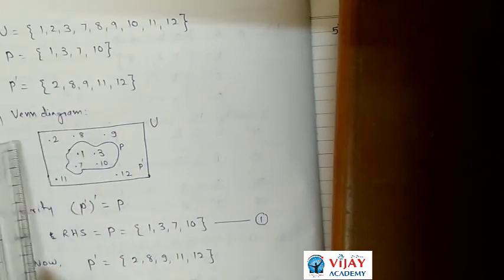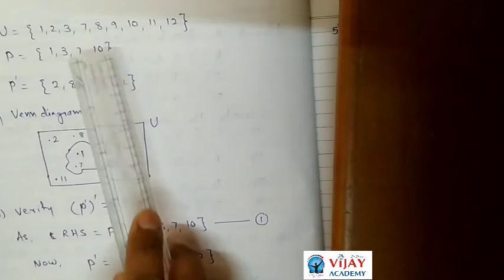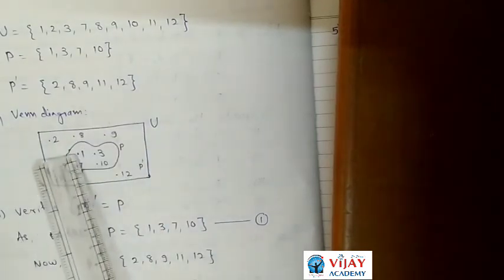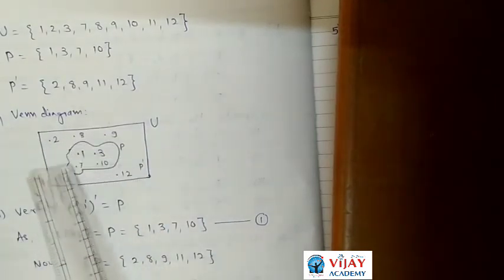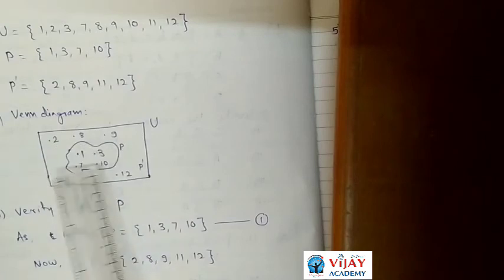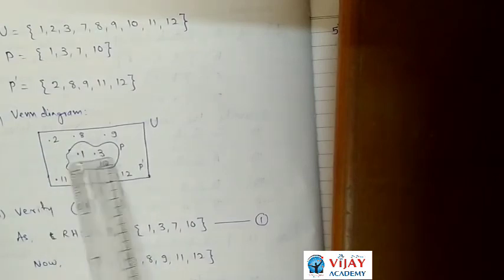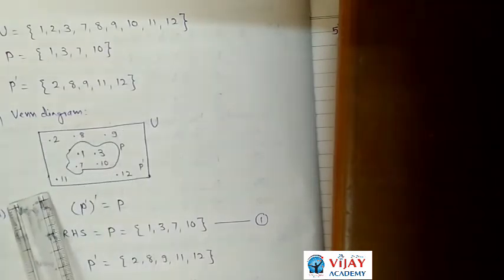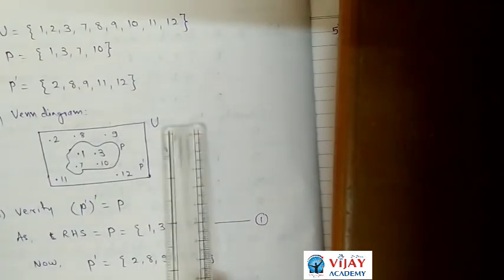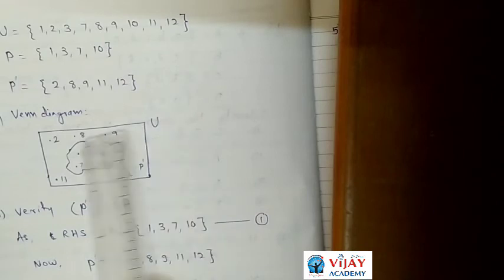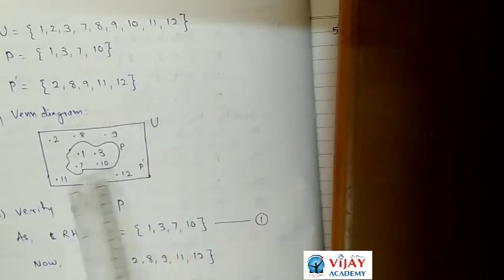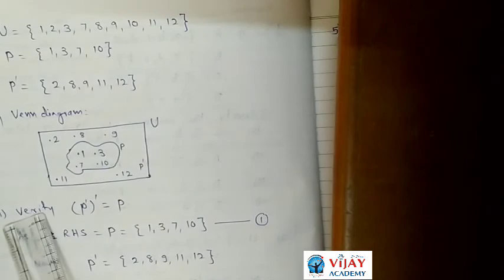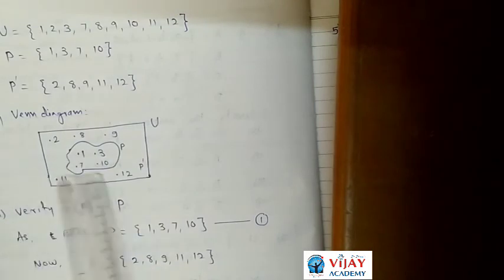By Venn diagram, P is a subset of the universal set. So we write in a closed figure the elements of P: 1, 3, 7, 10, and the remaining elements which are outside P but inside the universal set: 2, 8, 9, 11, 12 are outside, and 1, 3, 7, 10 are inside.